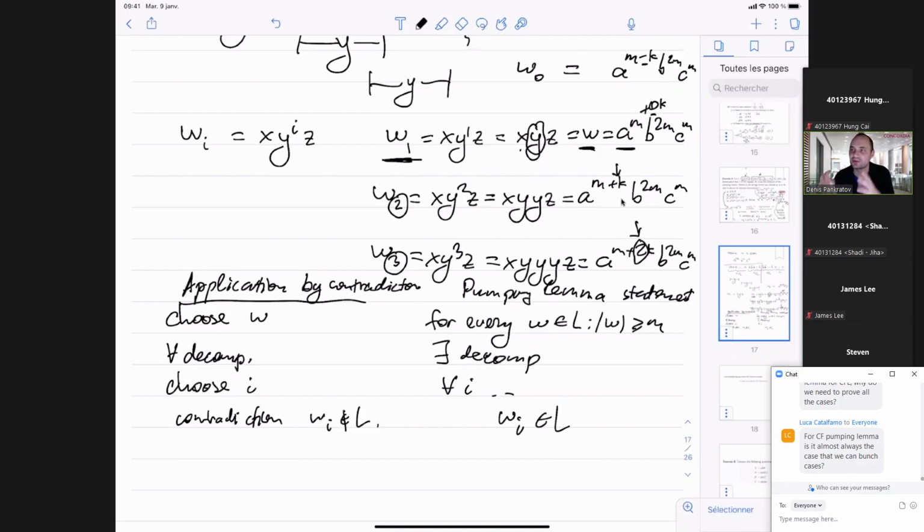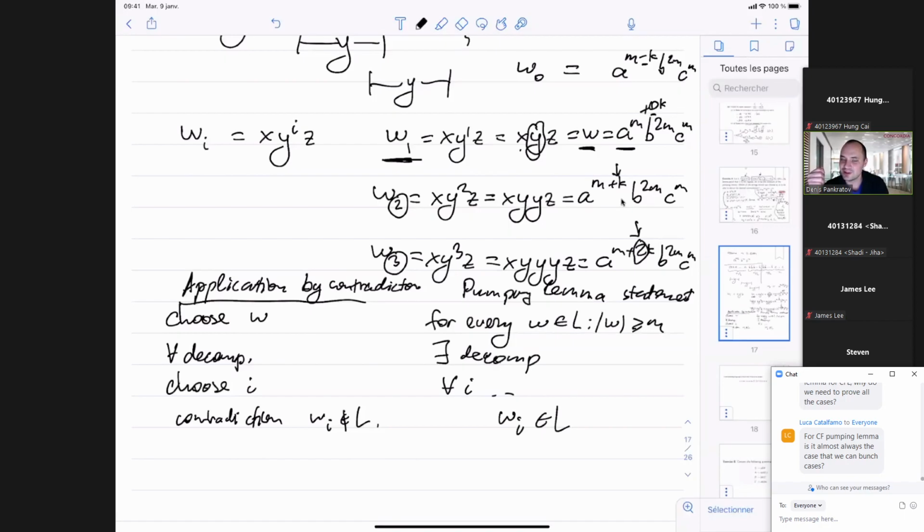We're trying to prove that the pumping lemma wouldn't work. We contradict that statement. So the pumping lemma says for every W, there is a decomposition such that it doesn't matter how you pump it, you stay within the language. If you want to show a contradiction to this statement, what do you need to do? You need to fix a W. You need to show that no matter which decomposition you choose, there is I, which takes you outside of the language. That's how you contradict the statement.